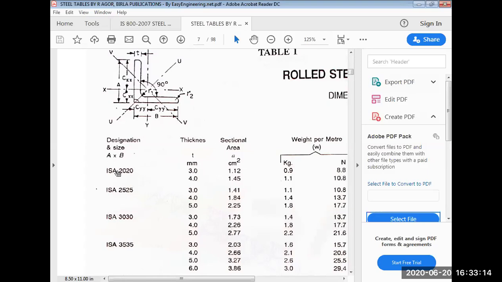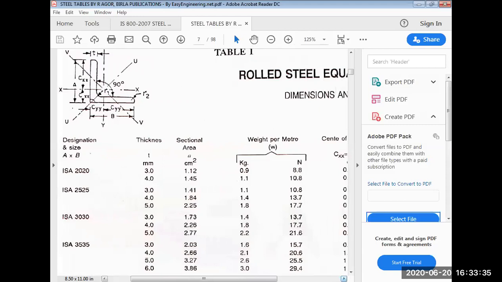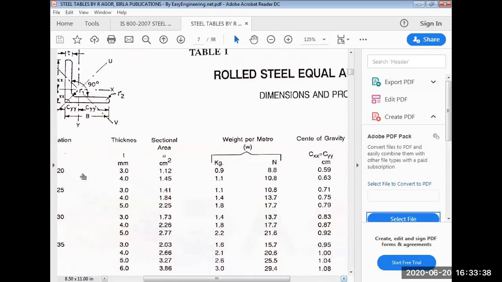Sectional area of this angle is 1.12 and 1.45 centimeter square; centimeter square to mm square, simply multiply by 100, we will get it in mm square. So 112 mm square, 145 mm square is the sectional area. Then next is the weight per meter. For the 20 by 20 angle section, the weight per meter is 0.9 in kg, 8.8 in Newton.